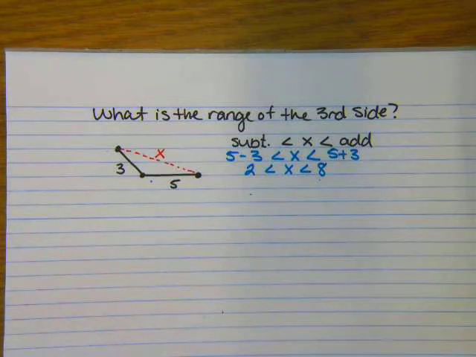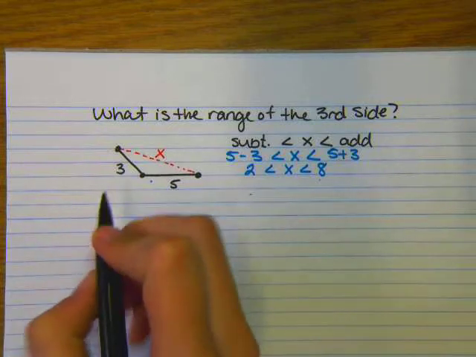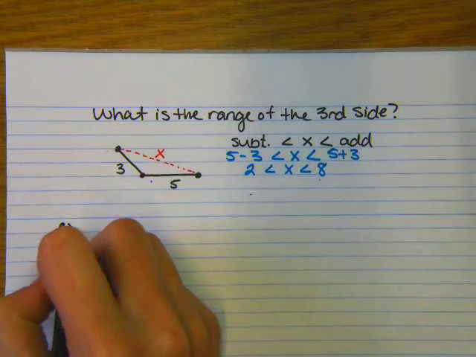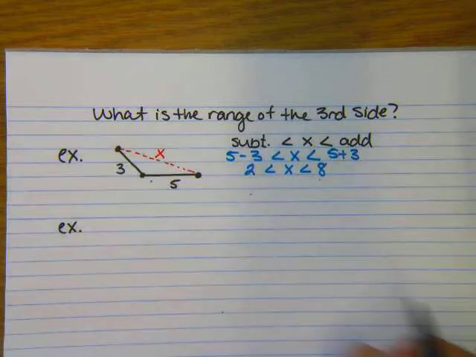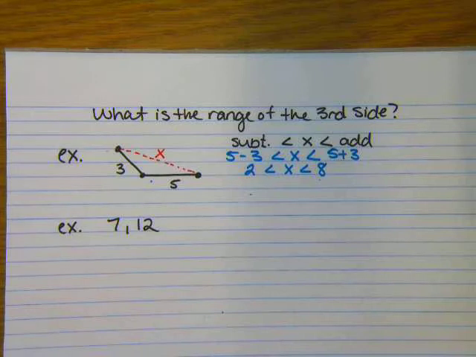Let's try another example. Let's say I had two side lengths, and I'm not going to give you a picture this time. I give you another example, and I just say my side lengths are 7 and 12, and I want to know the range of the possible values for the third side.